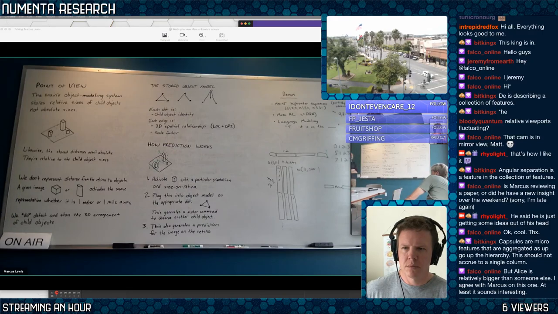You're saying otherwise. I think that the object modeling system is independent of actual size, and then another system that connects to it imposes actual sizes. Okay, that's a strong claim.